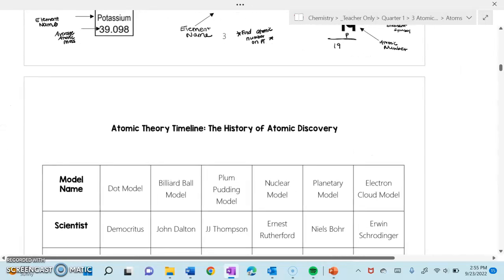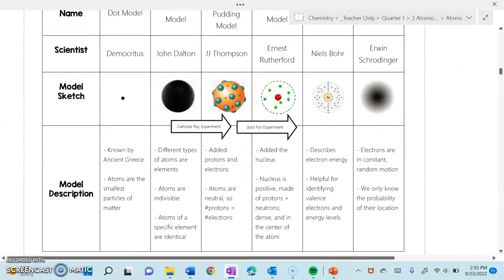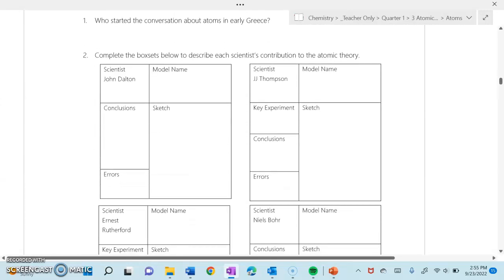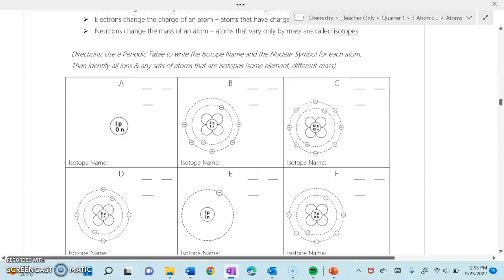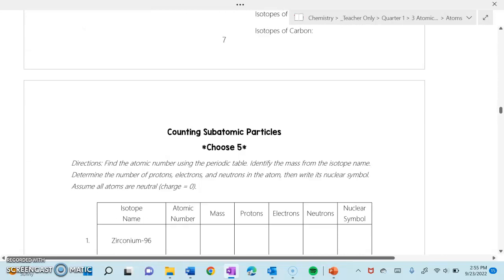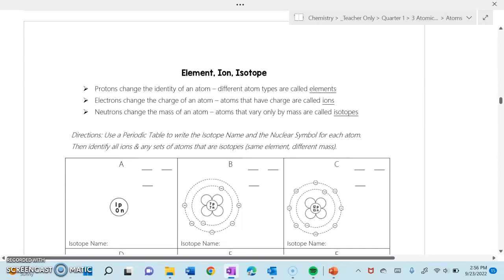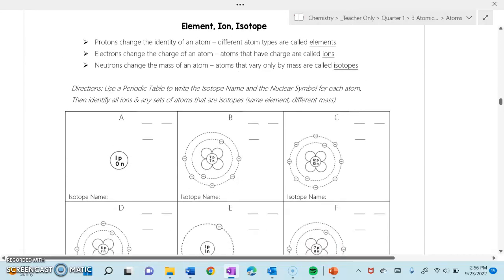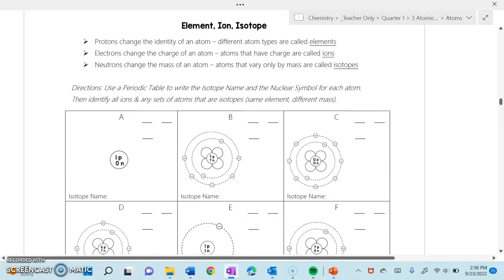So let's take a moment to apply this on page 7. Okay, so we have 3 different applications of protons, electrons, and neutrons from our different notations. And we're going to write the isotope name and the nuclear symbol for each atom and identify all ions or isotopes that we see.